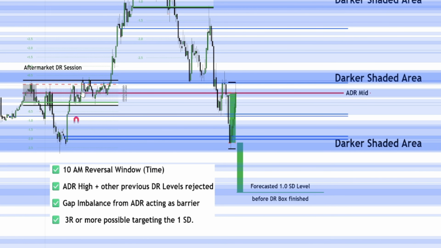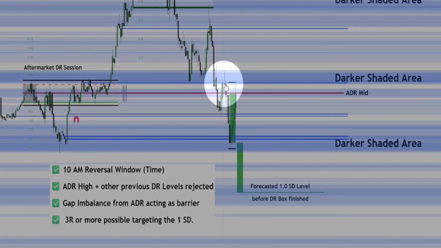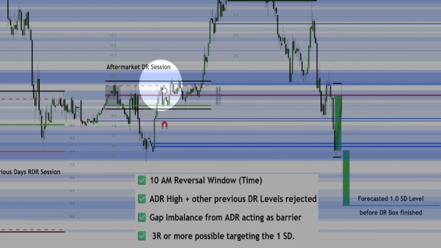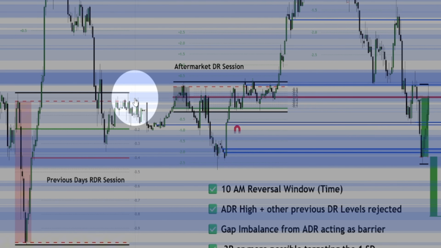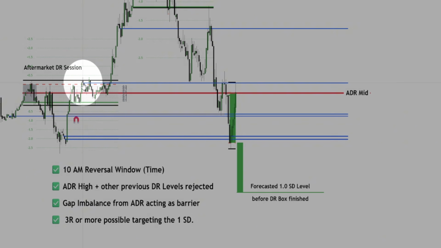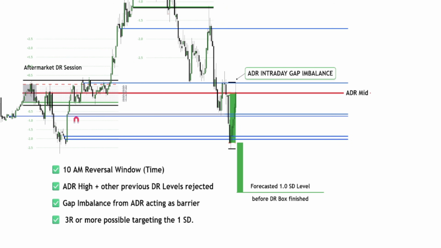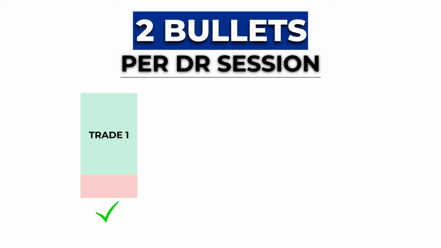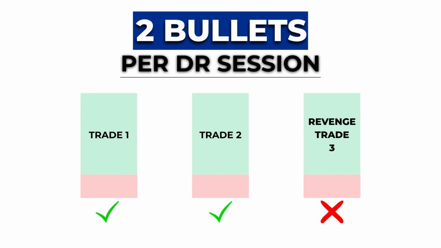Then the time, 10 a.m., then the ADR high, the previous day's RDR high, and other DR levels stacked above, and finally, an intraday gap imbalance from the aftermarket session getting rejected perfectly. And before we even think about pulling the trigger, one rule I hold myself to every single session: 2 trades maximum, no exceptions. That's the discipline that stops one bad day from turning into a disaster.